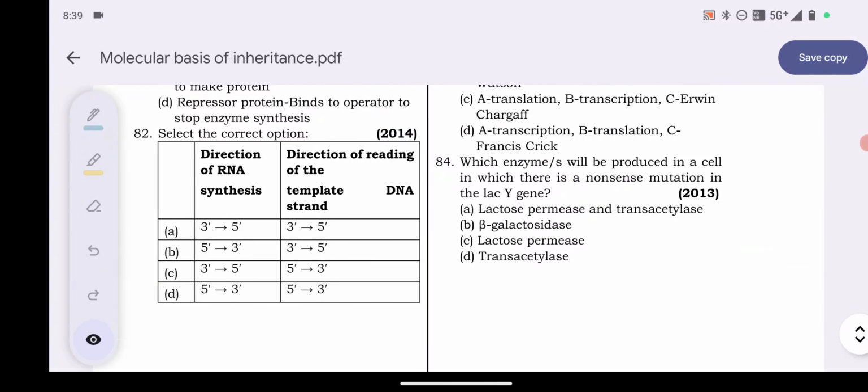84. Last question. Which enzyme will be produced in a cell in which there is a nonsense mutation in the LAC-Y gene? So here the answer will be option B, beta galactosidase. Okay, beta galactosidase. Explanation: the LAC-Y gene codes for permease, which increases the permeability of the cell to beta galactosidase. A nonsense mutation in Y gene causes generation of a non-functional permease. Okay, so B option is the correct answer, beta galactosidase.